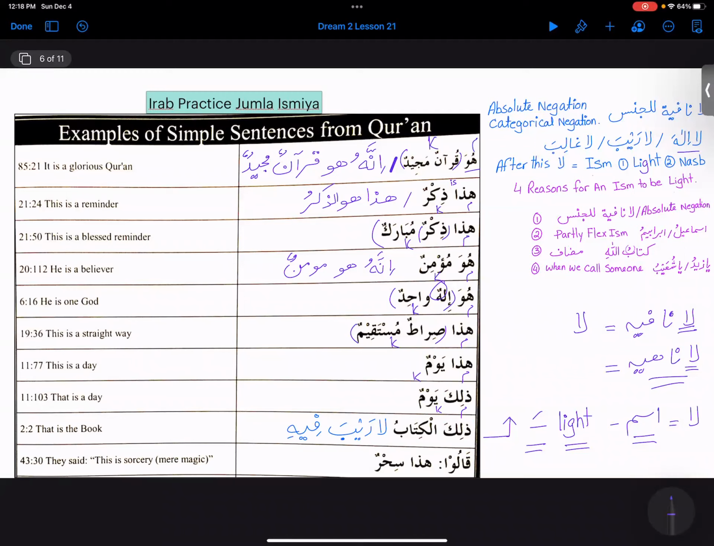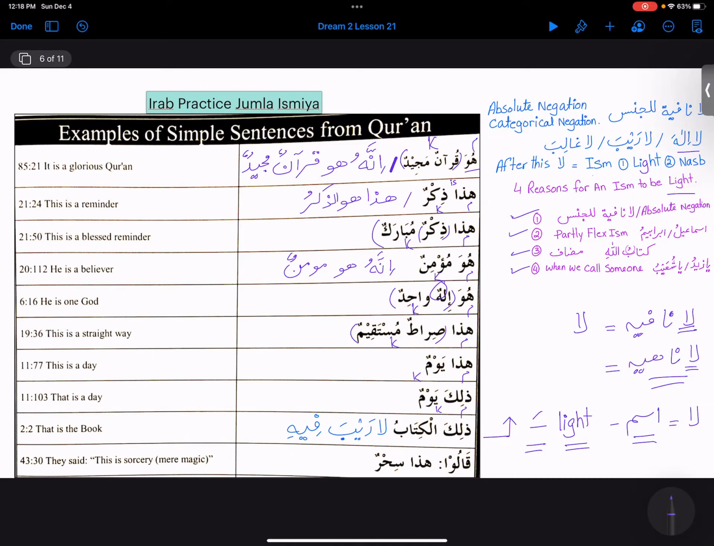And now we can see that there are four reasons for an ism to be mabni on fatha. One, we learned that la nafiyatul lil jins. The other reason we already know, partly flexible ism, right? So they are mabni. Then mudaf. And when we call someone. So these are the four reasons an ism could be mansub. That's it.